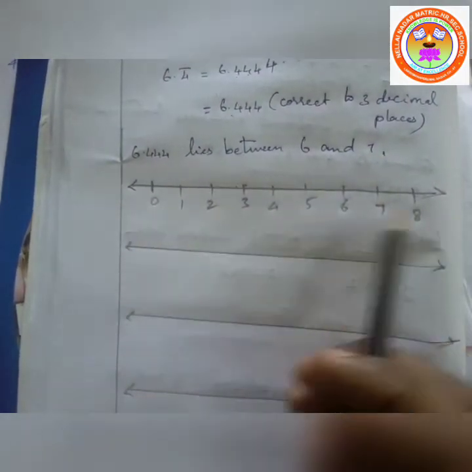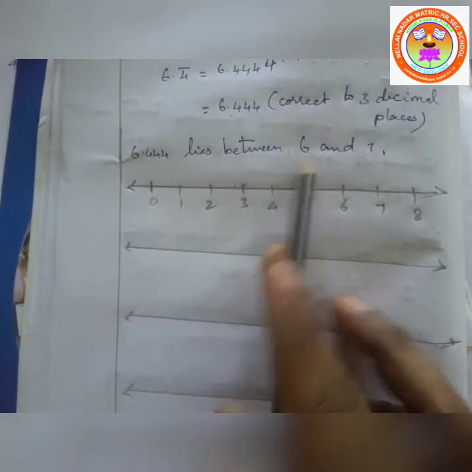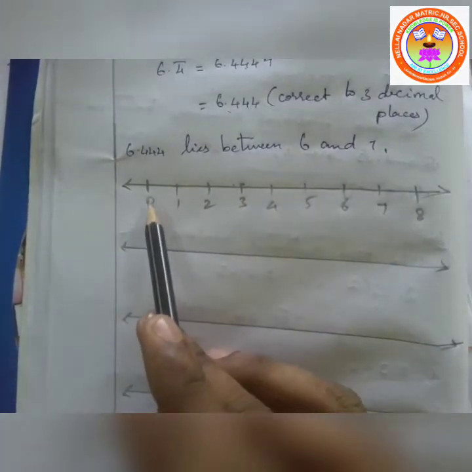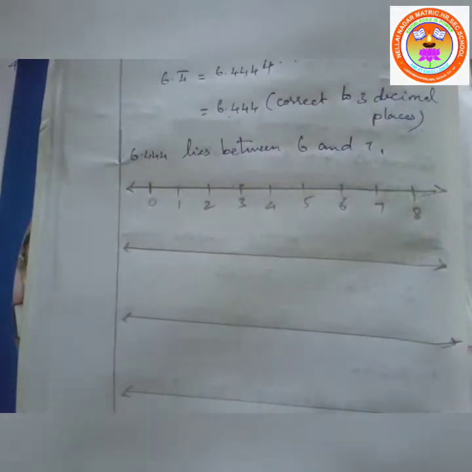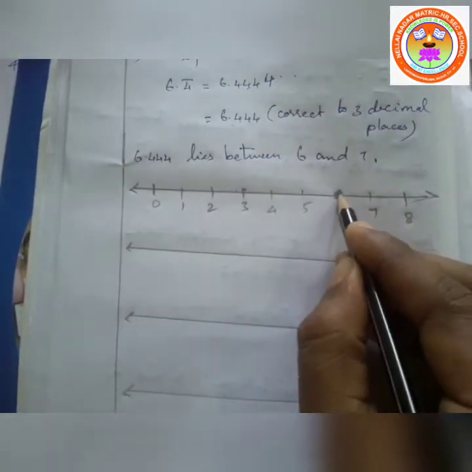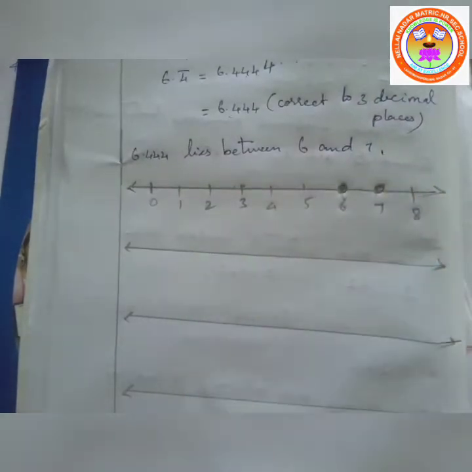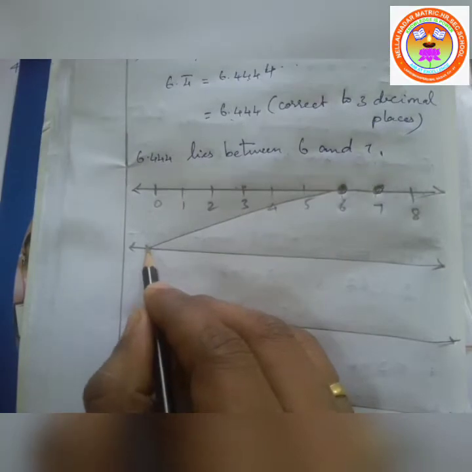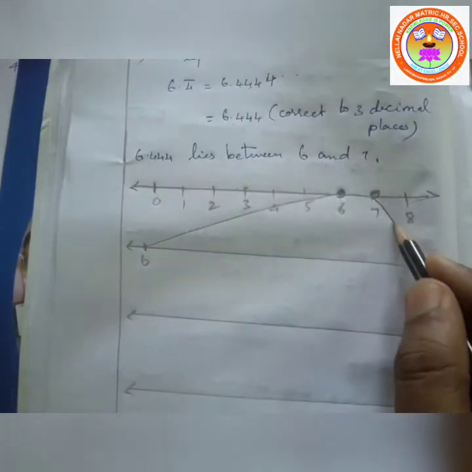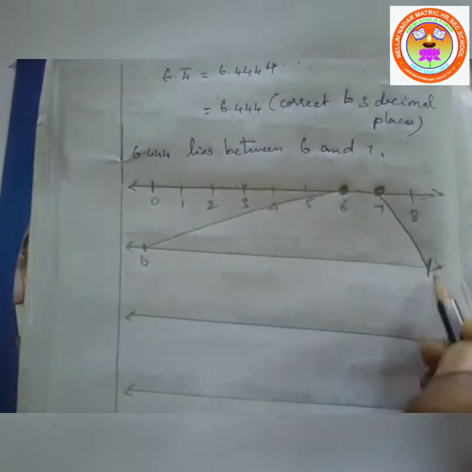We have drawn a number line, that is 0, 1, 2. Since it is a positive number, we have taken only the positive numbers: 0, 1, 2, 3, 4, 5, 6, 7, 8. Since it lies between 6 and 7, I am going to expand this. So here I have to put 6, and in this place I have to put 7.